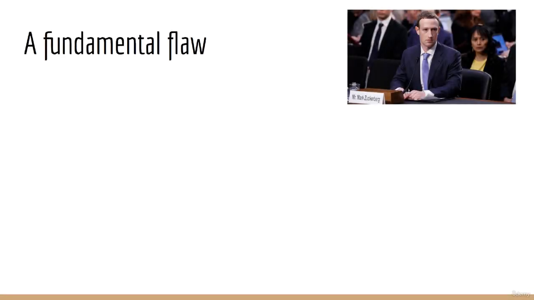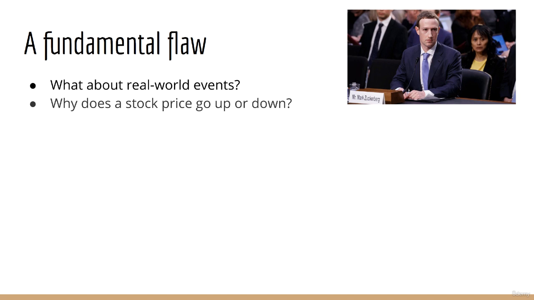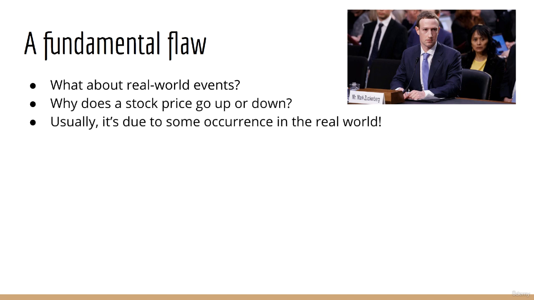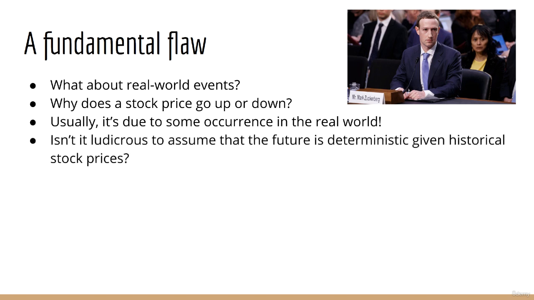The major problem with trying to predict stock prices from stock prices is that it's a fundamentally flawed approach. These approaches don't take into account data about the world itself. Why does a stock price go up or down? Many times, it's due to some occurrence in the real world. Imagine how ludicrous it would be to say, here are some historical stock prices. From this, the future is totally deterministic. We can predict everything that will happen. Now that is a pretty crazy line of thought.